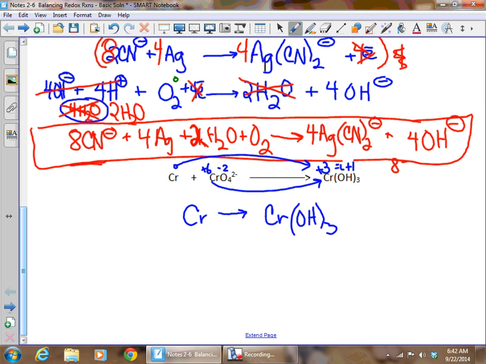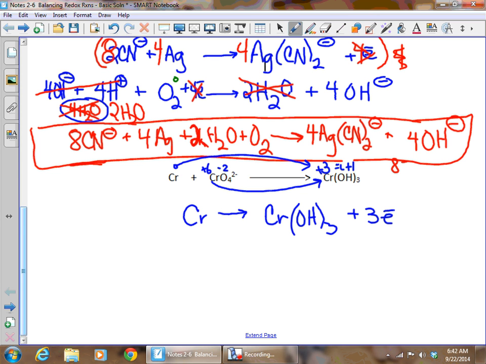And since we've got chromium already balanced by mass, we've got going from 0 to a +3. Looks like we need 3 electrons on this side. Now there's a real quick fix, it's a shortcut here, but I'm not going to use it because I want us to get used to using the procedure that works 100% of the time.